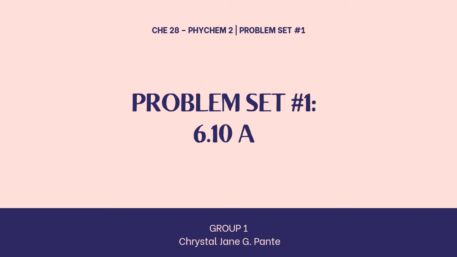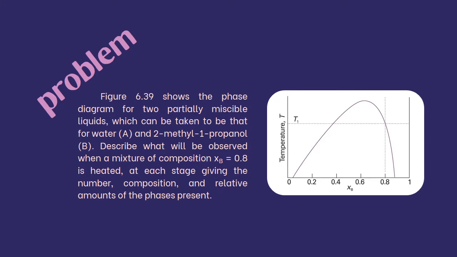Problem set number 16.10a. Figure 6.39 shows the phase diagram for two partially miscible liquids, which can be taken to be that for water A and 2-methyl-1-propanol B. Describe what would be observed when a mixture of composition XB equals 0.8 is heated at each stage, giving the number, composition, and relative amounts of the phases present.